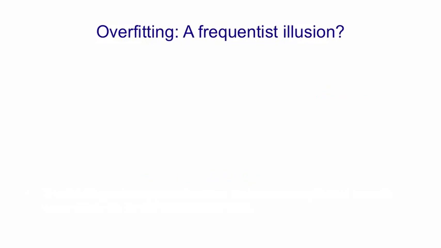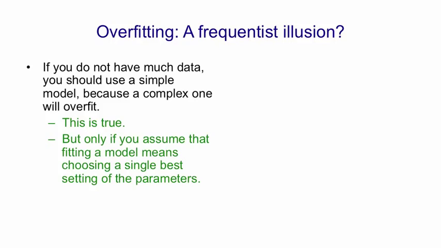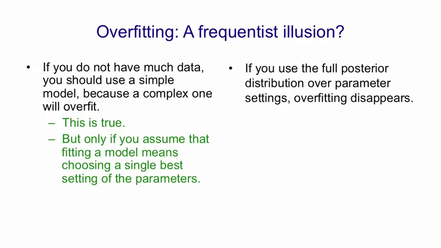So there's a very interesting philosophical point here. We're now used to the idea of overfitting when you fit a complicated model to a small amount of data. But that's basically just a result of not bothering to get the full posterior distribution over the parameters. So a frequentist would say, if you don't have much data, you should use a simple model. And that's true. But it's only true if you assume that fitting a model means finding the single best setting of the parameters. If you find the full posterior distribution, that gets rid of overfitting.